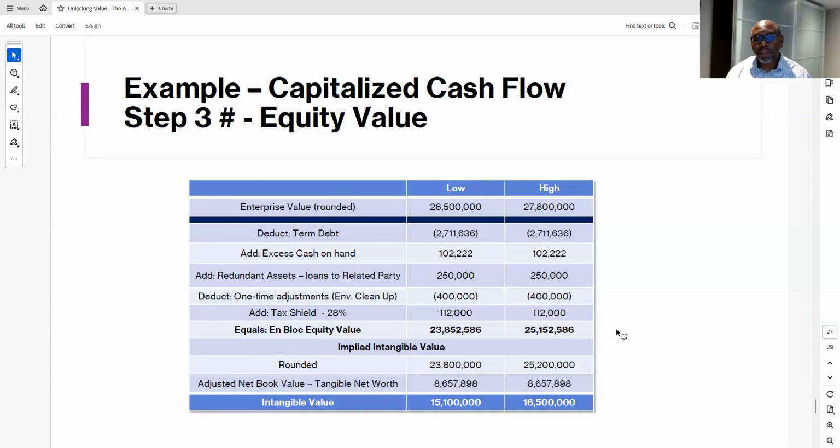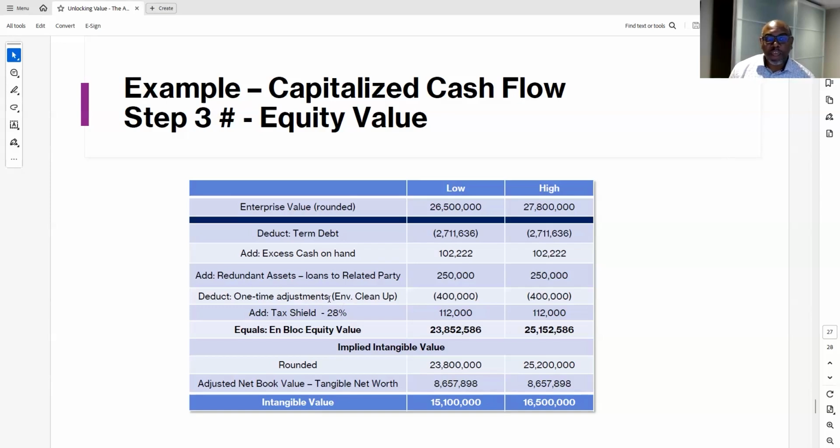To get to our equity value, we've taken that enterprise value, we've deducted our debt, and we've added what we talked about earlier about redundant assets. We've said there's some excess cash, based on the analysis that we've done, that's not really required as part of the company's operations. There are also some redundant assets, so the company may have loaned money to a shareholder or a related party. We're factoring that in.